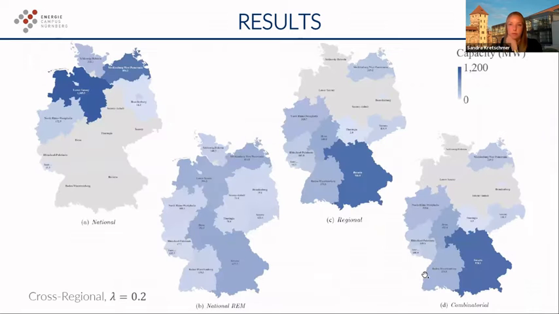So here you can see the allocations of the 4 designs for the case in the middle of the table, so for cross-regional synergies of 0.2. And as you can see, the regional and the combinatorial auction design both exactly implement the system optimal allocation. So most of the new capacity is awarded in southern Germany, close to the demand centers, while for the other 2, so for national REM, a lot of capacity goes to states where no capacity expansion is necessary. So here in the north, and yeah, we see that the REM does work a little in that it spreads out the capacity a bit, but this is actually quite random.